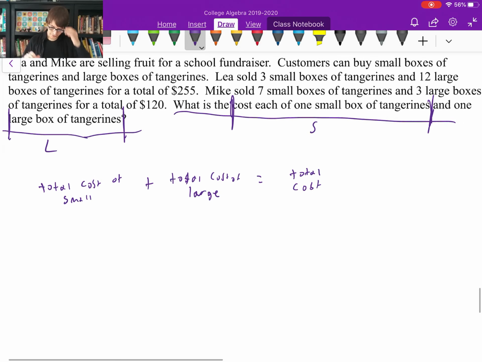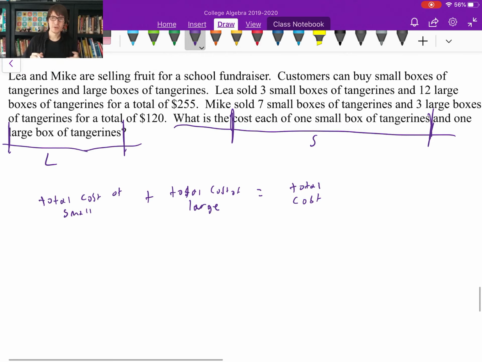Total cost for small plus total cost for large gives you the total cost in general. And we found out for Leia, the total cost for small would be, she sold 3 small boxes for the price of S, whatever one small box costs. She sold 7 large boxes for the price of whatever one large box costs. If you add those two things together, you should get Leia's cost. The total cost of hers was $255.